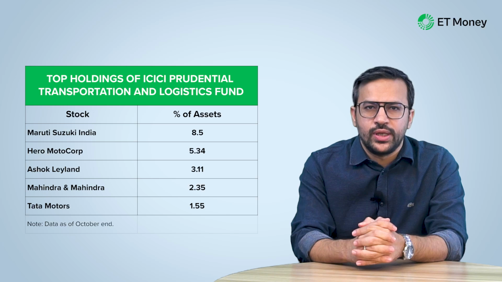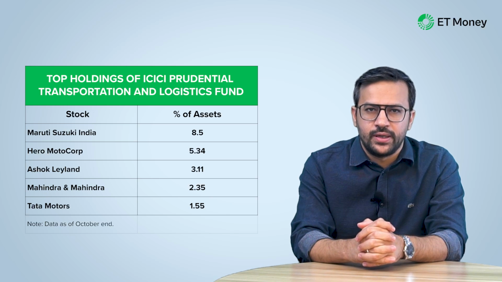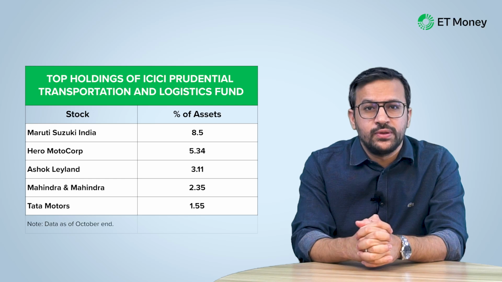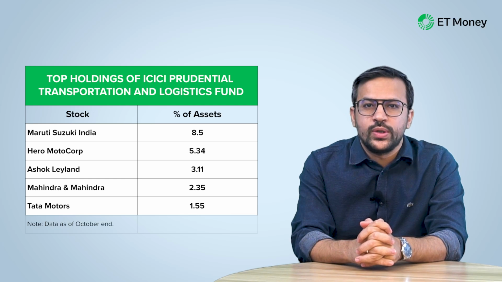Now, let's look at a fund with a narrow theme. For that, let's look at ICICI Prudential Transport and Logistics Fund. It's the largest fund in its theme. The top 5 holdings of the fund are auto companies. You can see the names and holdings on the screen.